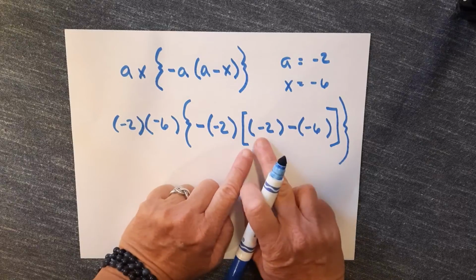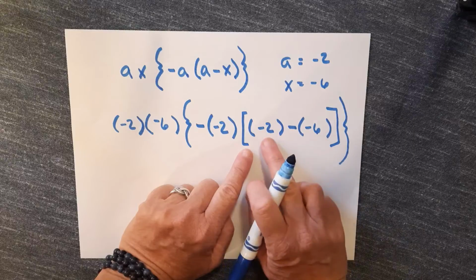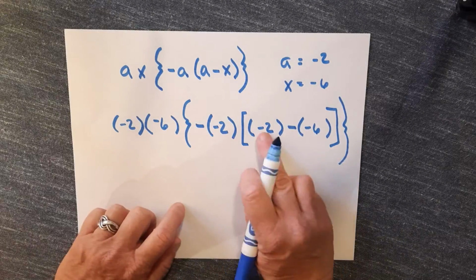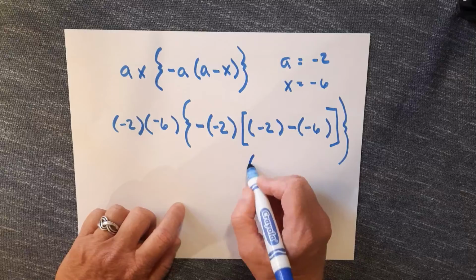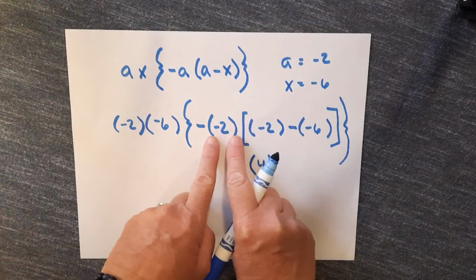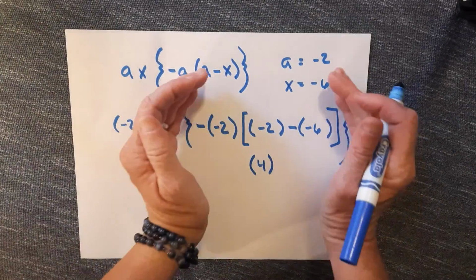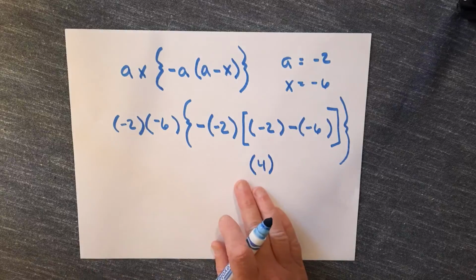So let's take a look at this first. -2 minus a -6 is the same as -2 plus 6. So this equals 4. We're going to keep that in parentheses because this bracket next to this set of parentheses tells us that we're going to multiply these two things together. And because they're still enclosed in a parentheses, we're going to do that next.